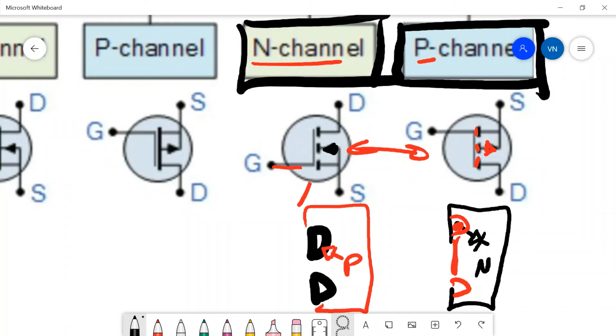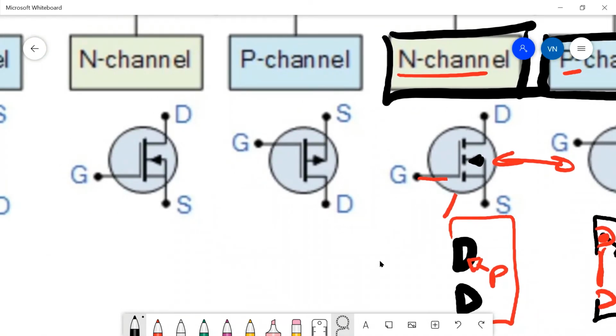Now on the depletion mode parts, the big difference is that the gate is drawn initially as a complete line between drain and source, implying that the channel is normally there, and then when we apply the gate voltage, we can deplete it or enhance it.